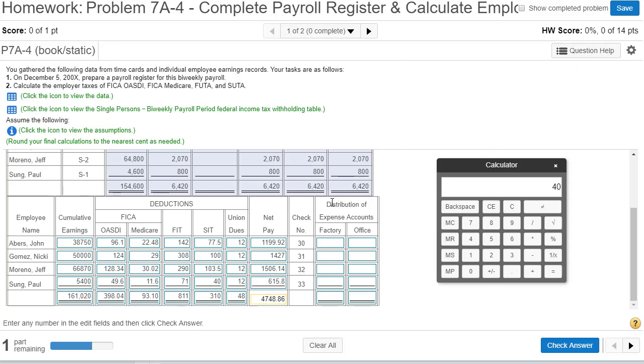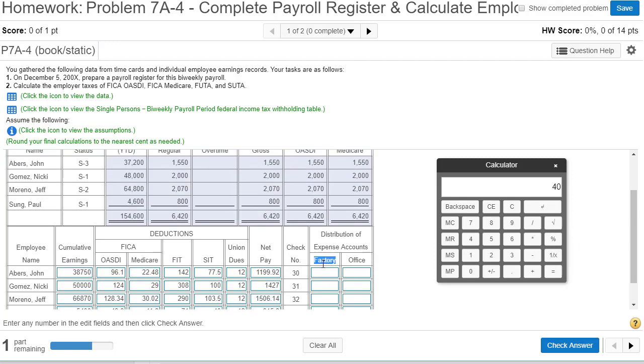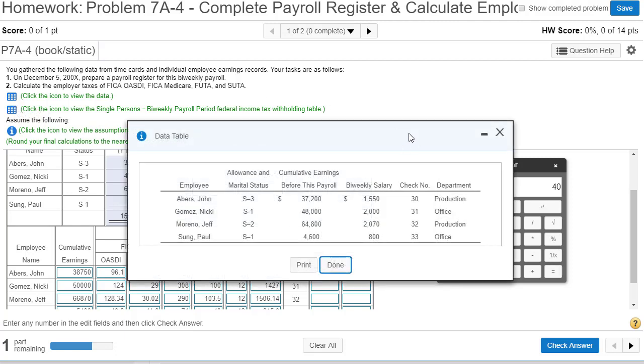And now we're getting to the distribution of expense accounts. So remember from the slides I showed you, all we're doing here is we're going to place the gross pay, not the net pay. No one cares about the net pay except for the employee. We're going to take the gross pay because these two columns, we're going to use this for budgeting purposes. So whoever's in charge of the factory, the gross pay of those employees that work in the factory are going to go against their budget. So we'll put them here. And for the people that work in the office, we'll put their gross pay here. So now we need to find out who works where.